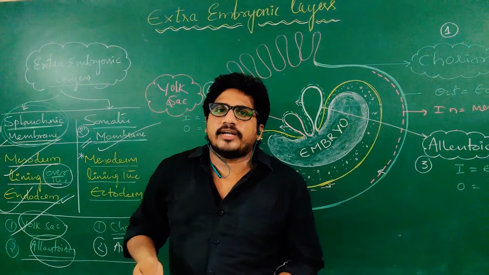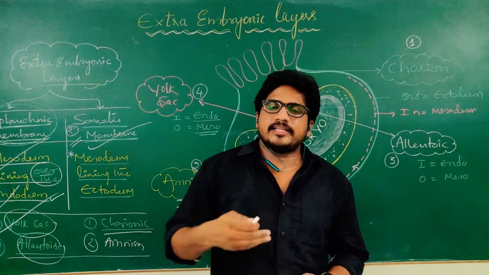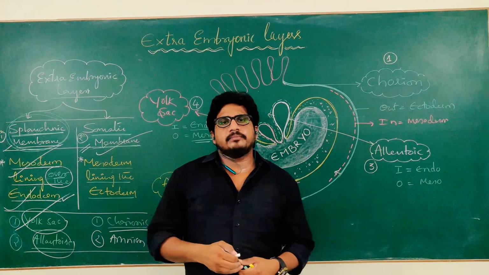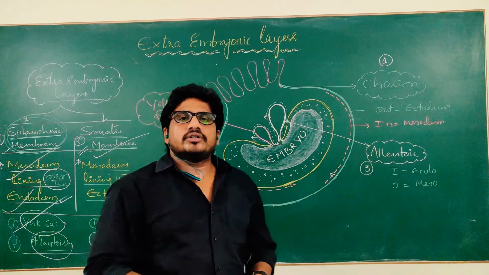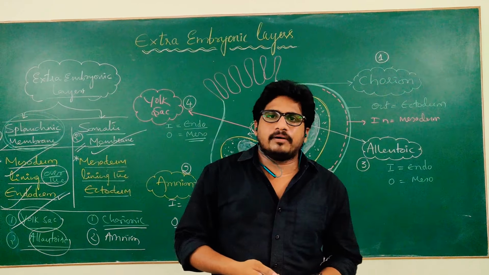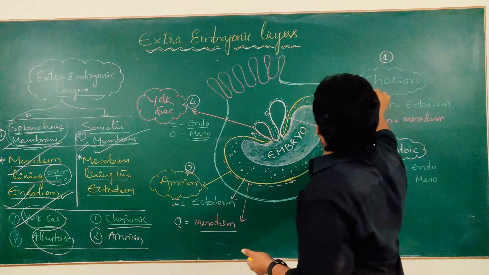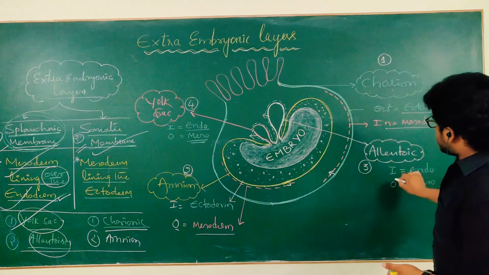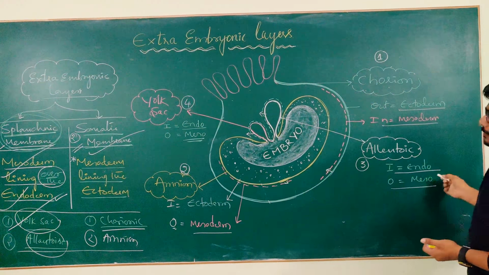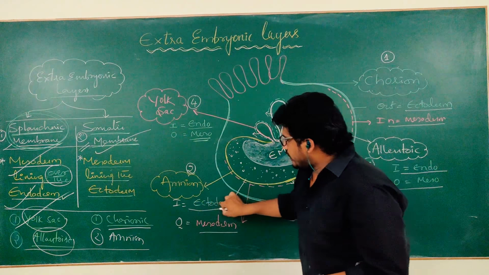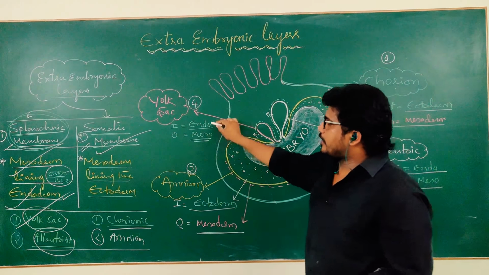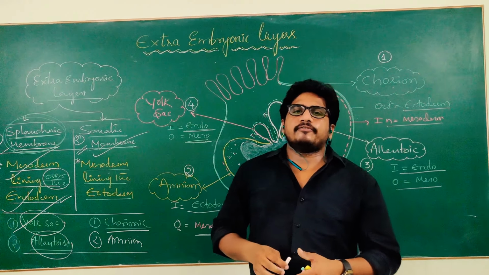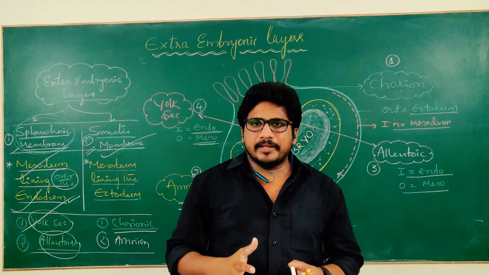So there are 2 types of membranes according to the lining of mesoderm. It is also a good area where questions often arise in the PMT. So you should know what layers are present and what they are made up of. The first one: chorion, outer ectoderm and inner mesoderm. Allantois, inner endoderm and outer mesoderm. Amnion, inner ectoderm and outer mesoderm. Yolk sac, inner endoderm and outer mesoderm. So this is how all the 4 extra embryonic layers are made.